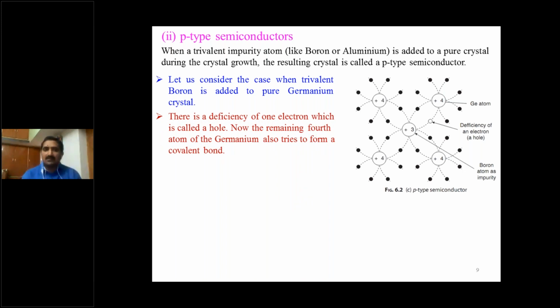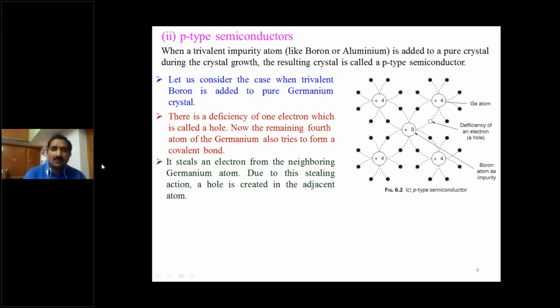Now the remaining fourth atom of germanium also tries to form a covalent bond. It steals an electron from the neighboring germanium atom. That means, to occupy that hole, the hole is occupied by some other covalent bond's electron. Due to the stealing action, a hole is created in the adjacent atom. That means, as I showed in the previous video, the empty site is occupied by the other covalent bond electron.